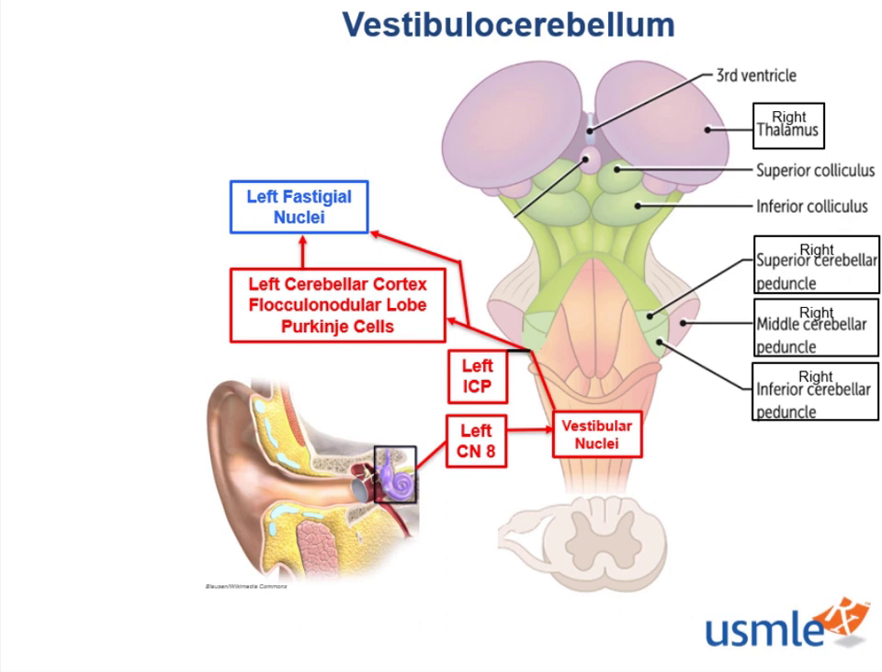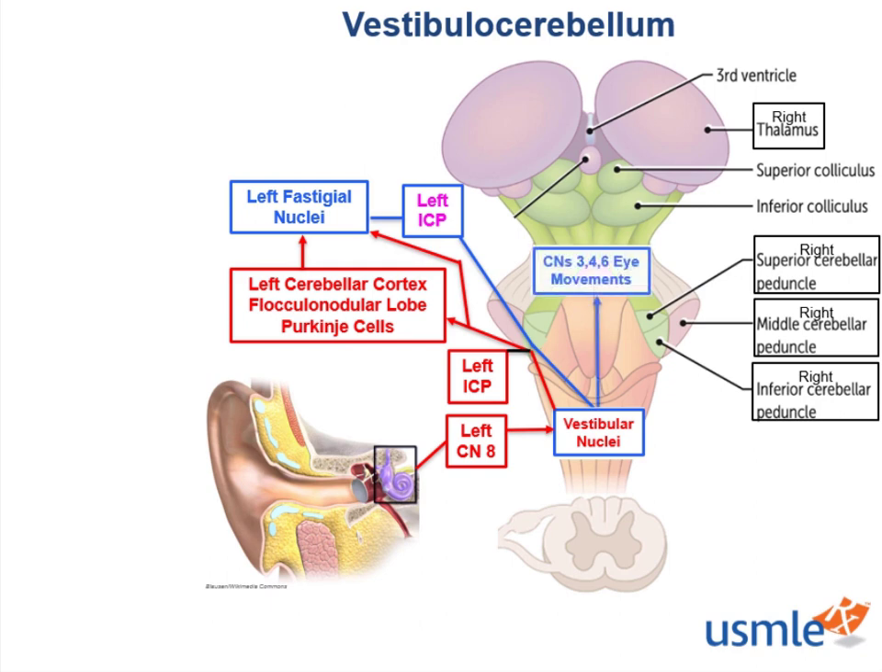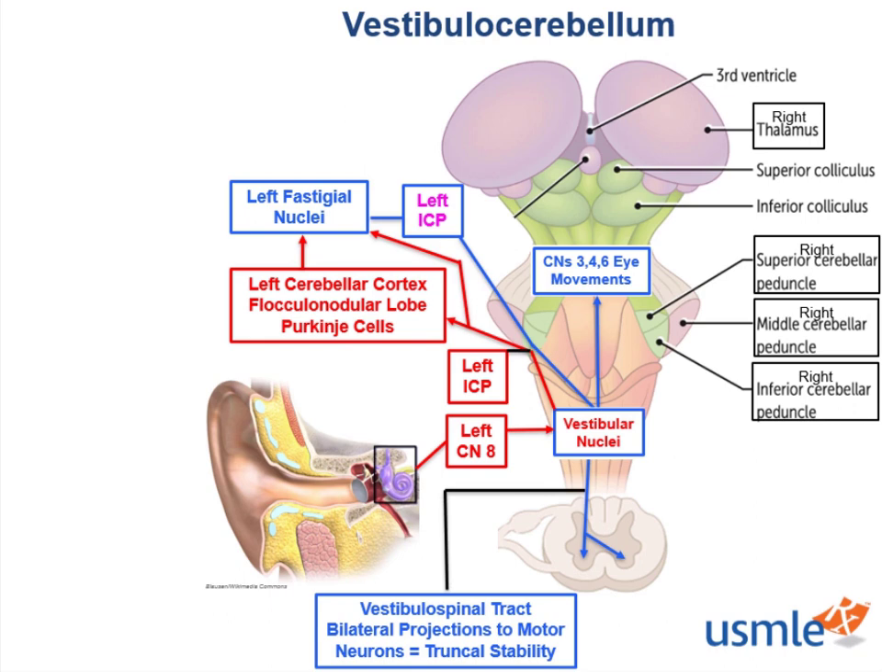Overall, the fastigial nuclei project via the left inferior cerebellar peduncle to two pathways. The first, in blue, goes back to the vestibular nuclei, then to cranial nerves 3, 4, and 6 nuclei to control eye movements. The vestibular nuclei also project to bilateral ventral horn motor neurons via the vestibulospinal tract for coordinating muscles involved in truncal stability. The second pathway travels via the inferior cerebellar peduncle all the way to the bilateral ventral horn motor neurons.